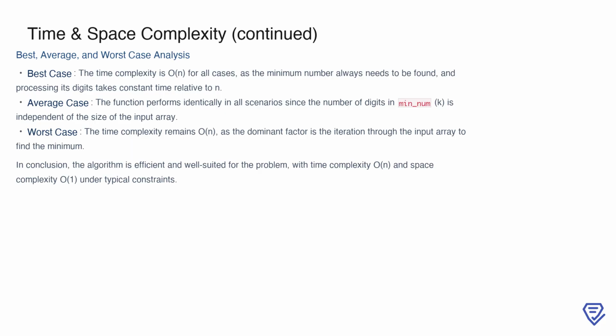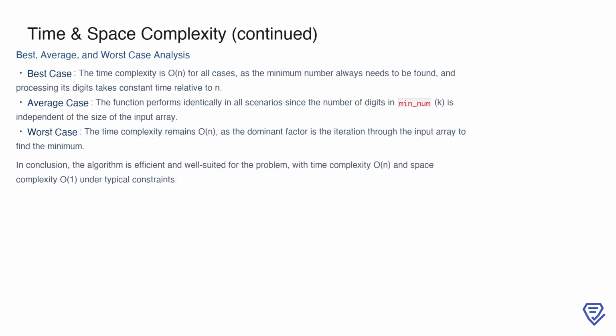Finally, let's analyze the best, average, and worst-case scenarios for the function. Regardless of the input, the time complexity remains O(n) in all cases. This is because the function always needs to iterate through the array to find the minimum number, and processing the digits of this minimum number involves constant time relative to n. The number of digits in the minimum number, k, does not depend on the size of the input array, so the function's performance is consistent.